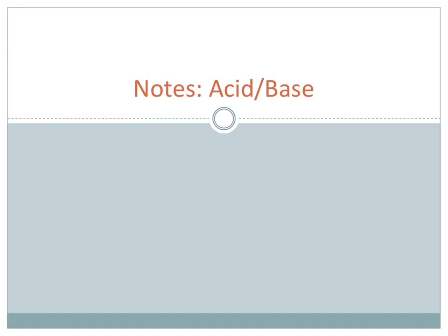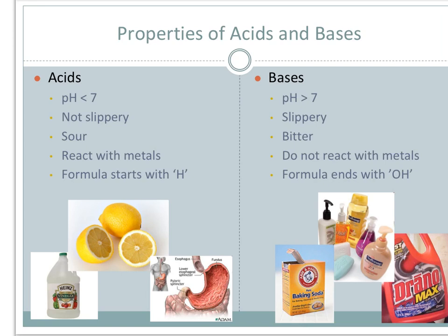In this video, we're going to review some basic properties of acids and bases. So here are some lists of properties of acids and bases. If you remember the pH scale, it is a scale from 0 to 14 with kind of our midpoint of 7. So acids have a pH less than 7 and bases have a pH greater than 7.